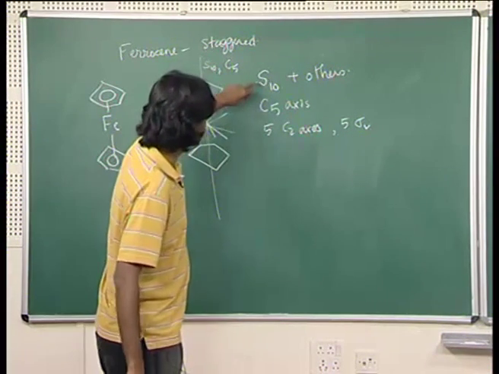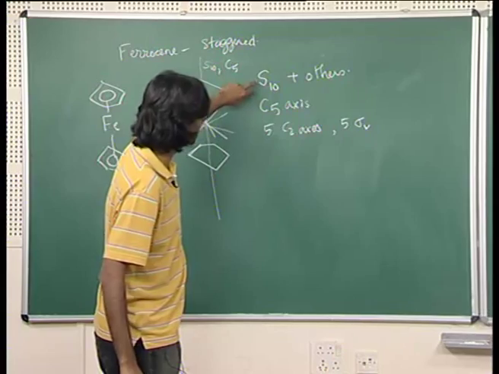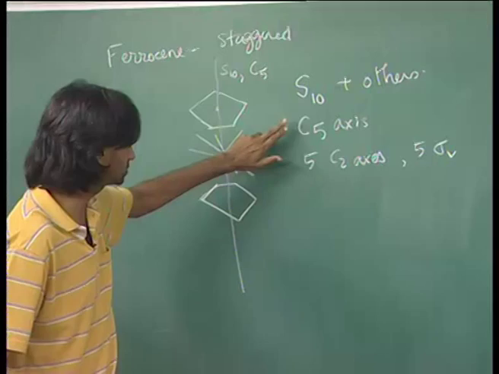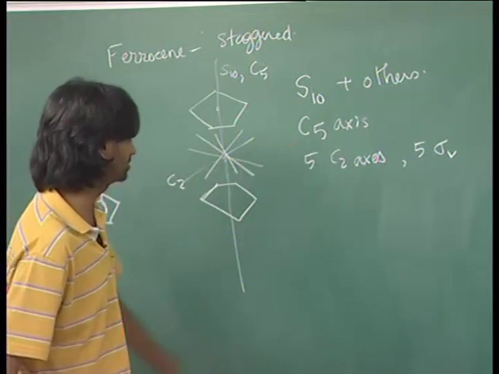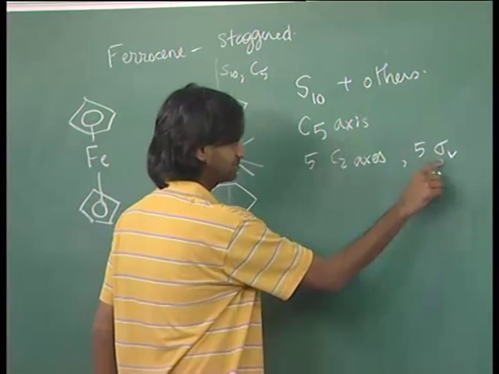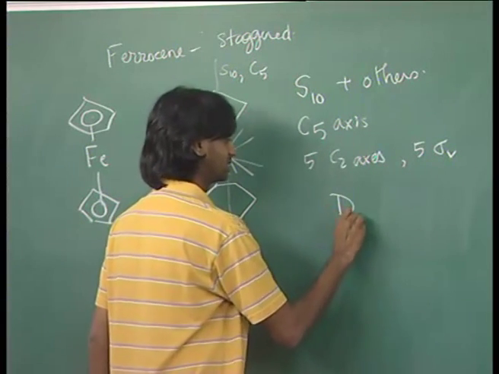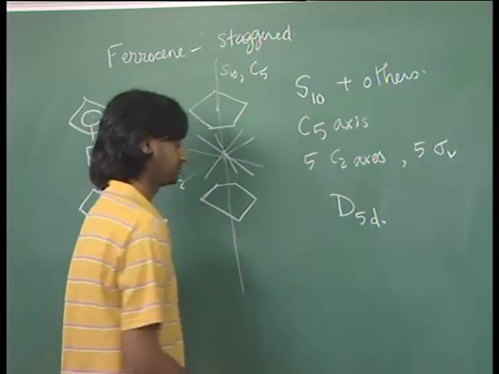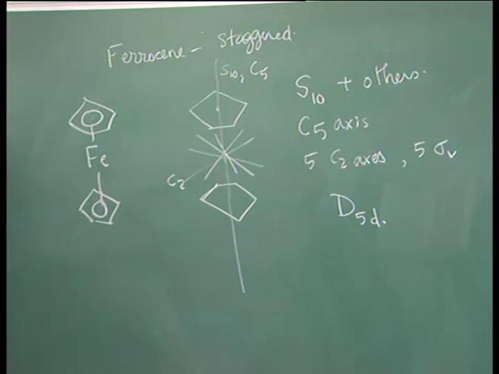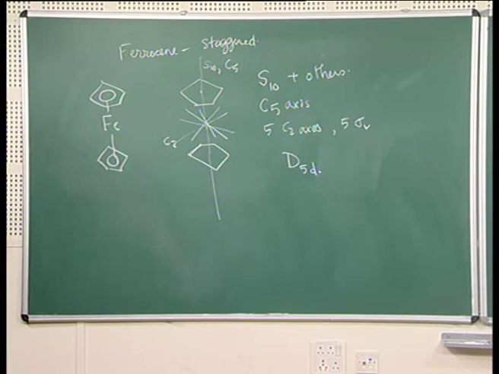Now since it has, in addition to S10, a C5, the nomenclature is dominated by C5. So this is C5 plus 5 C2 plus 5 sigma v, so it is D5d. So this is ferrocene staggered.